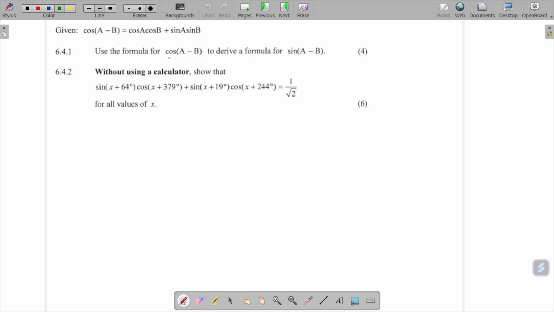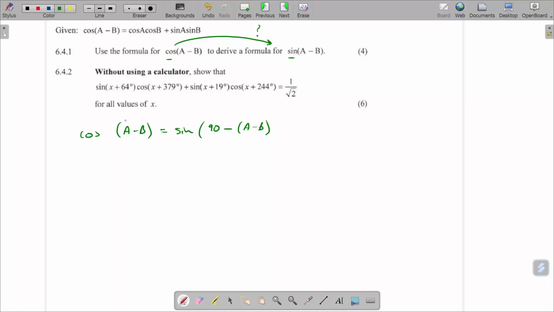What do you know about the link between cos and sine? Okay, we know that the link between cos and sine is that cos of A minus B is the equivalent of sine of 90 minus A minus B. Okay, so therefore, we can see we can do this in reverse.